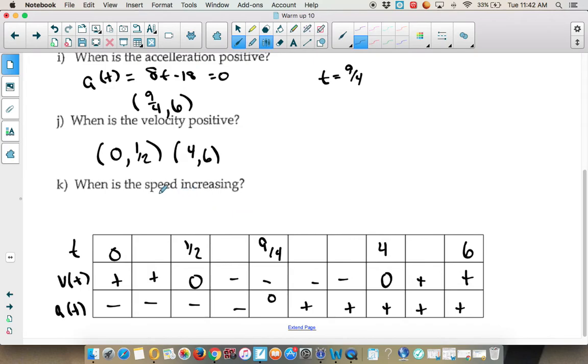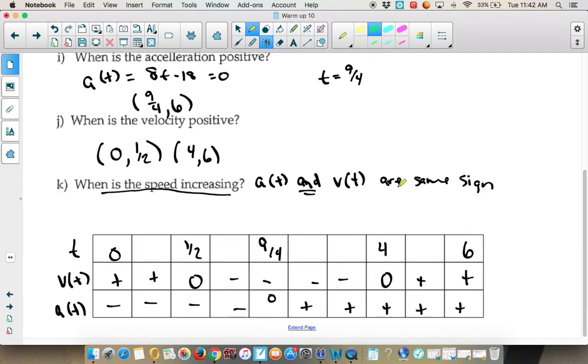Okay, this next one is really tricky. It comes up a lot. Speed is increasing where acceleration and velocity are the same sign. And that's going to keep coming up throughout the rest of this class. It's pretty big, and it's one of those things that we just expect you to remember from here on out. So it's when acceleration and velocity are the same sign.